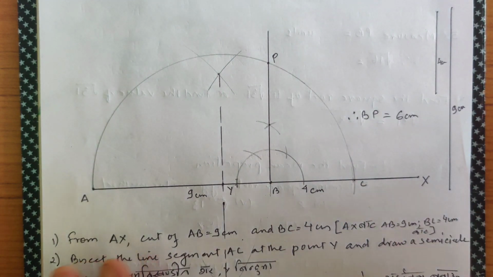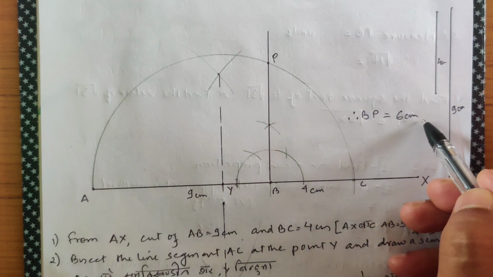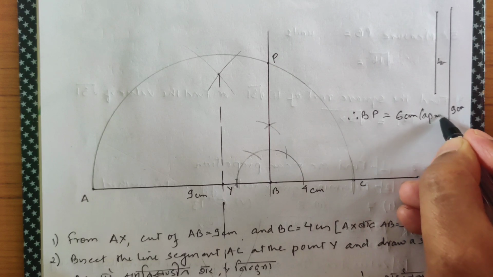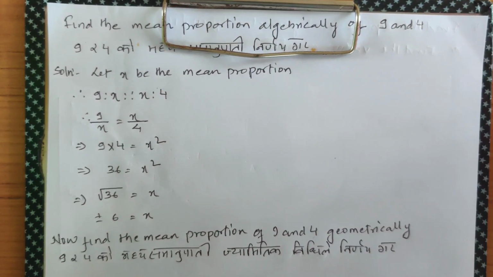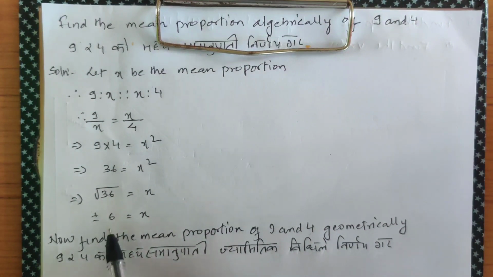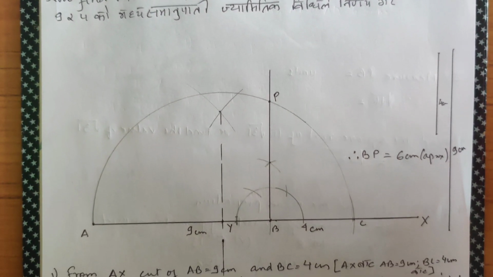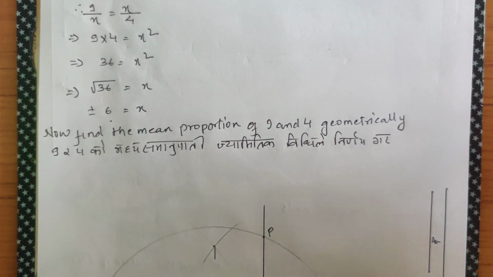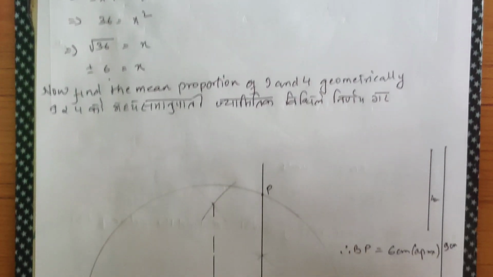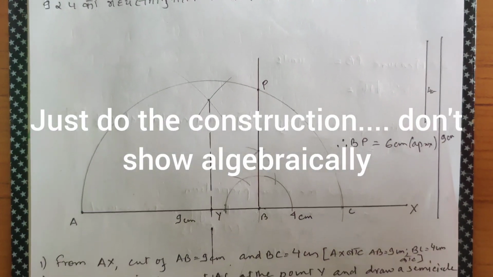Now what I want to show you is, geometrically we got the value of BP, or we found the mean proportion, as 6 centimeter, approximately. Algebraically also I showed you the value for 9 and 4 is 6. And geometrically also I found the value for 9 and 4 is 6. So this is how we determine mean proportion. You don't need to show it algebraically. You just construct the mean proportional geometrically. So it's very easy. I hope you all can do it.